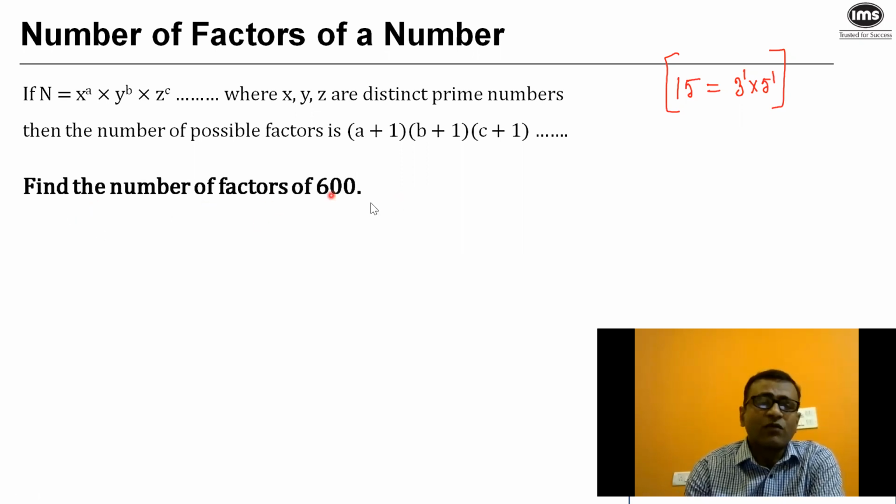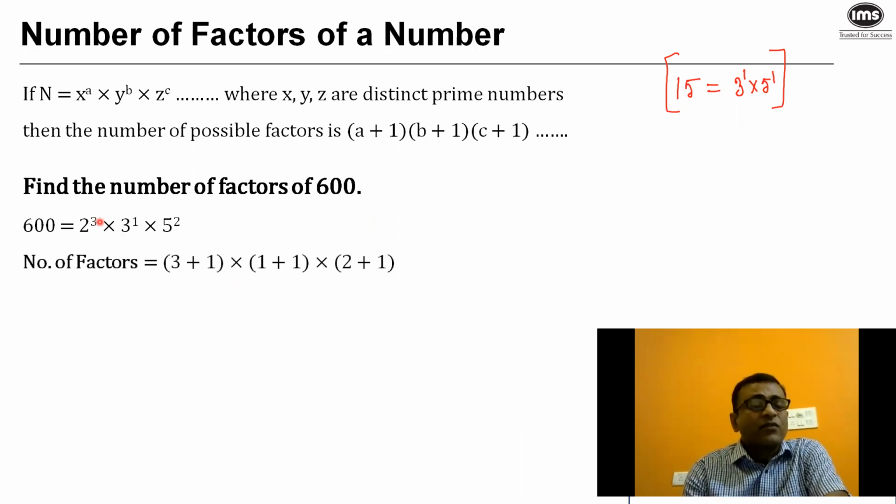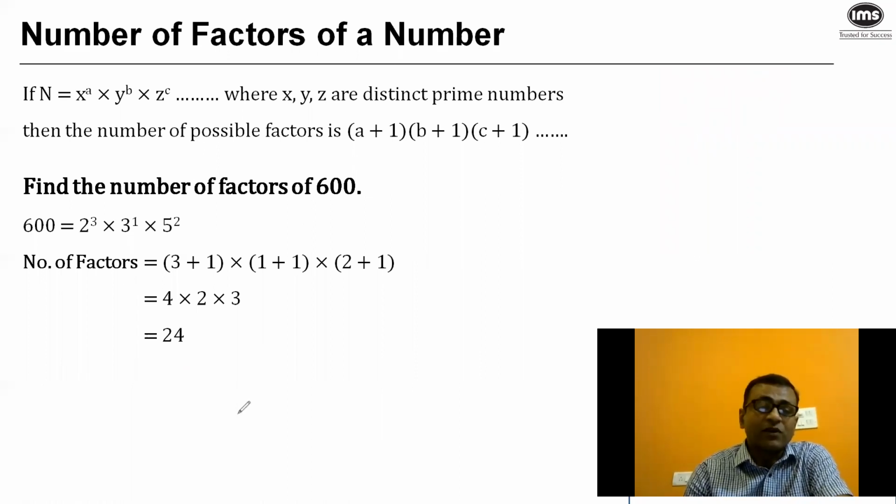How can we find the total number of factors of 600? First, by doing prime factorization. We have already done it over here. This is 2 to the power 3, 3 to the power 1 and 5 to the power 2. 2, 3, 5 are prime numbers, whereas 3, 1, 2 are natural numbers. So we add 1 to each and every exponent: 3 plus 1, 1 plus 1 and 2 plus 1. This will give us the total number of factors. Simply multiply over here. This will give you 24. So 24 is the total number of factors of the given number 600.